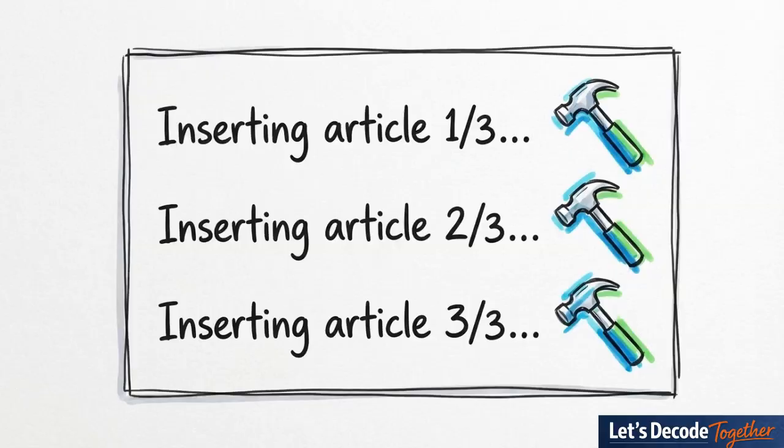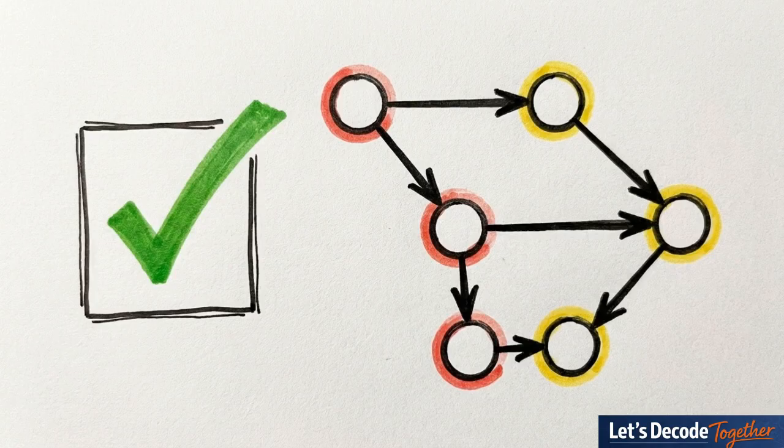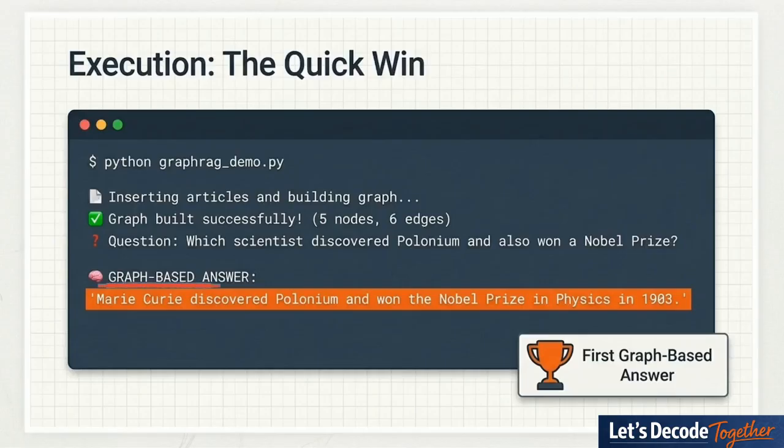Once the download is finished, the terminal will show the engine parsing your articles and identifying the key entities. You will see a validation message confirming the graph was successfully built with exactly 5 nodes and 6 edges. Finally, the system outputs the answer.